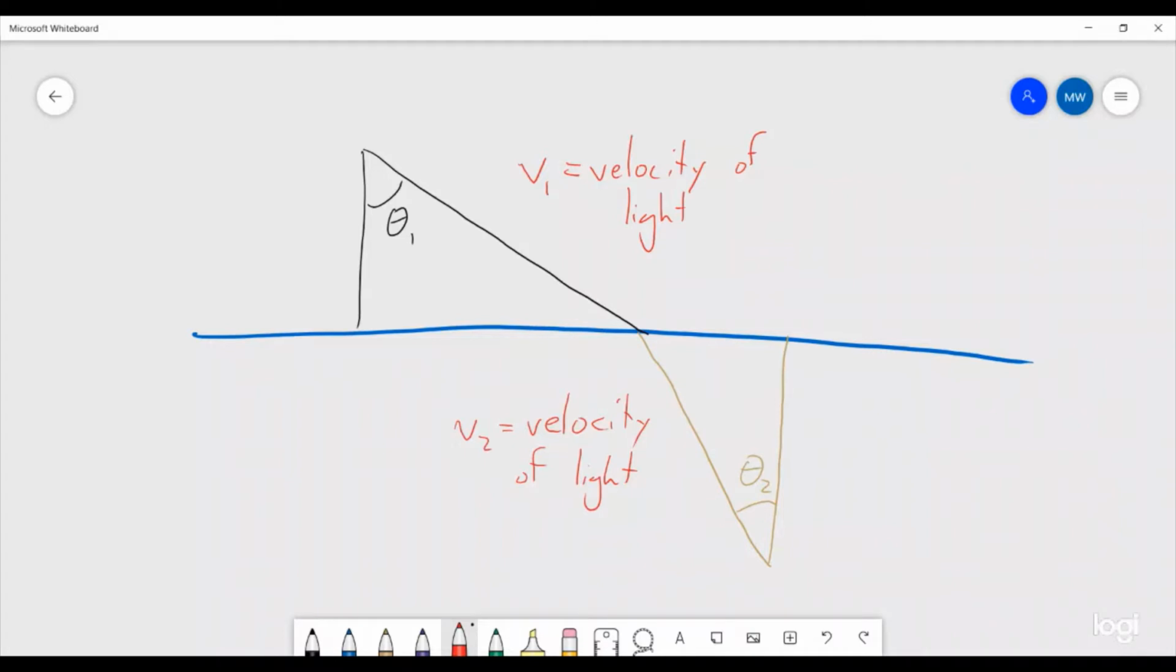So what is Snell's law? Well, what we are trying to prove is that sine of theta 1 divided by sine of theta 2 is equal to v1 over v2. That's going to be our end goal. So let's go and try and set up a problem to be able to solve this.